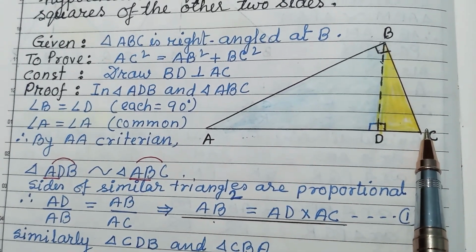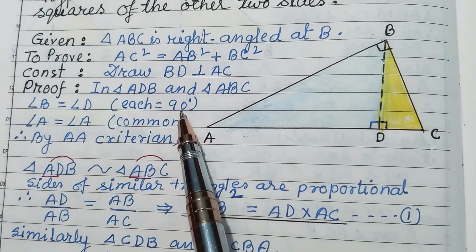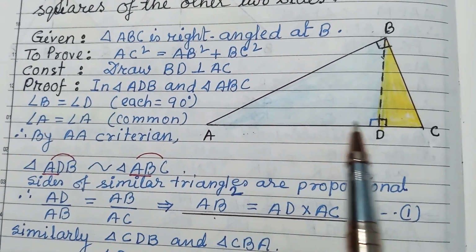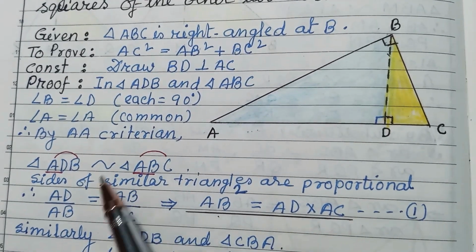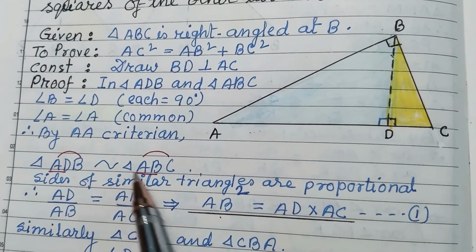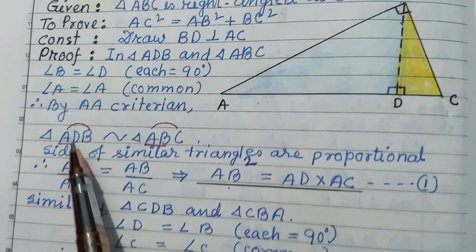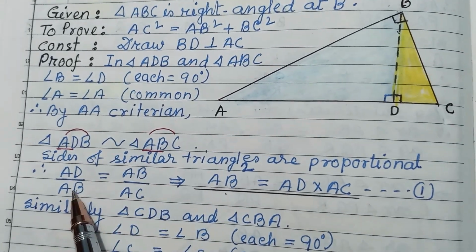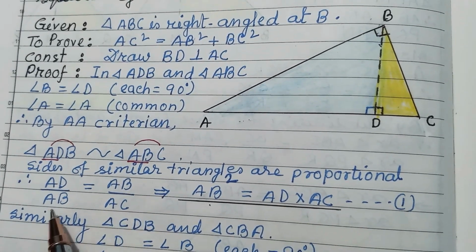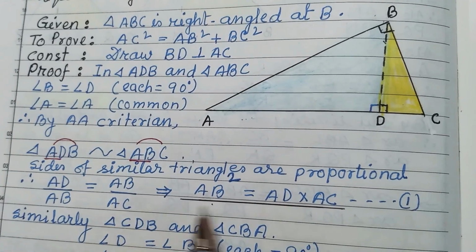ABC. In these two triangles, angle B is equal to angle D, each is 90 degree. Angle A is common. So therefore by angle criteria, triangle ABC and triangle ADB are similar. As they are similar, we can write AD upon AB is equal to AB upon AC. Okay. Now cross multiply these two. So AB square is equal to AD into AC.